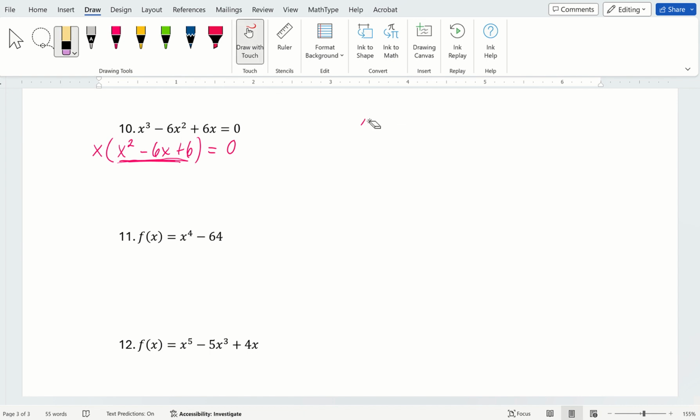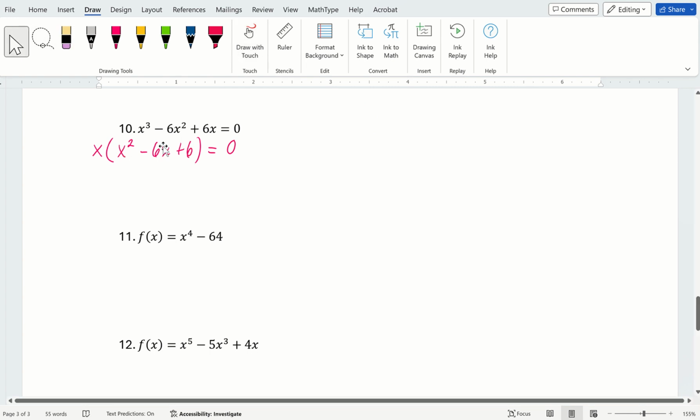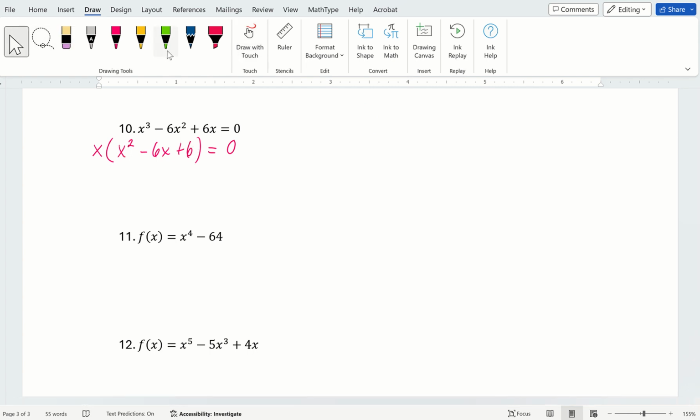Now here's what I'll tell you. If you ever get in a situation where you're trying to factor a quadratic here and you can't figure it out, the quadratic formula will work every time. So we're going to apply the zero product property. So I'm going to take this first term and set it equal to 0. And so that's one of our roots, x equals 0. And we're going to take the second term, set it equal to 0. And here's where we're going to use the quadratic formula.